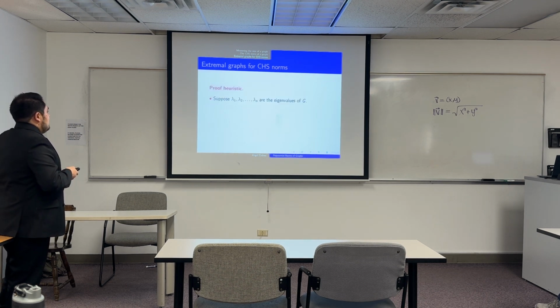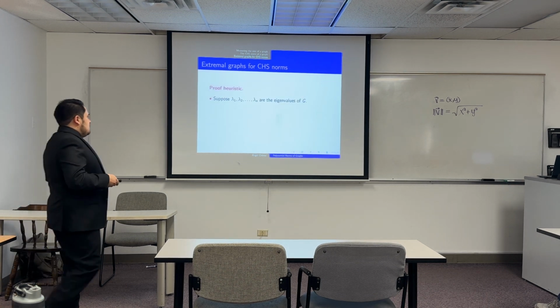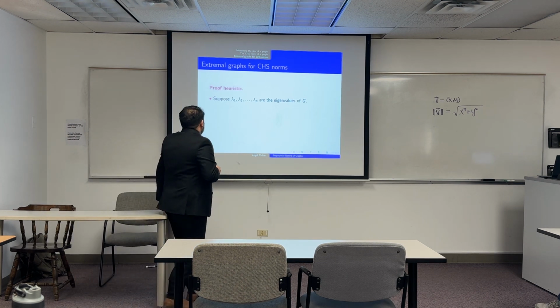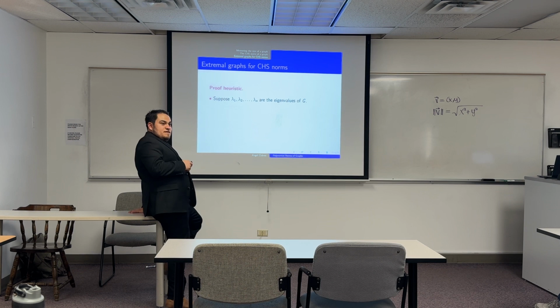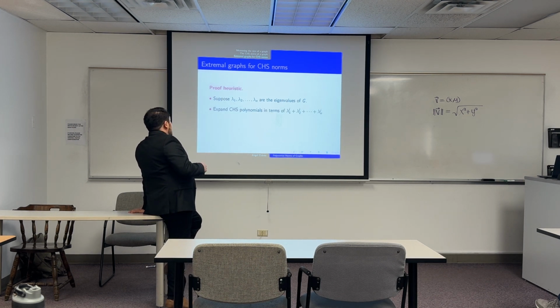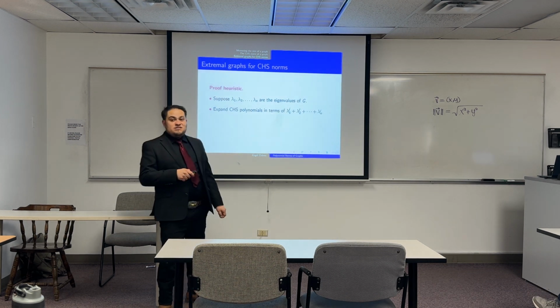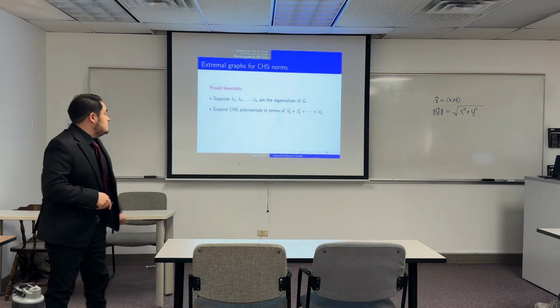Okay, heuristic proof time. Suppose I have eigenvalues of my graph, lambda 1 to lambda n. Again, I expand the CHS polynomials in terms of these symmetric polynomials here, these power sums they're called, yeah?